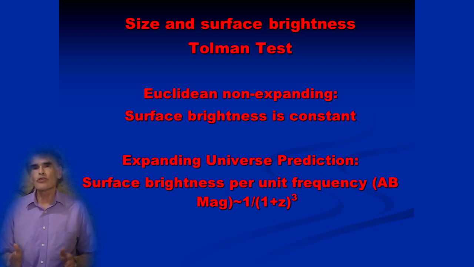But in any universe which is expanding, and the redshift is due to that expansion, then the surface brightness per unit frequency goes down as (1+z)^3. That's because the object was 1+z closer when the light was emitted, and therefore has (1+z)^2 larger surface area, and the time stretching reduces its apparent luminosity by another factor of 1+z. So there's a very clear difference between the expanding case and the non-expanding case.